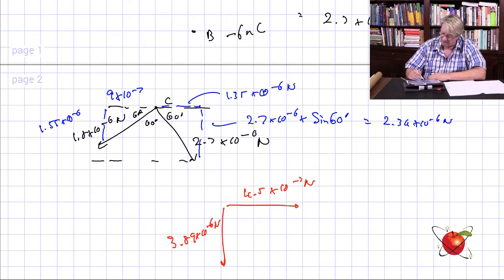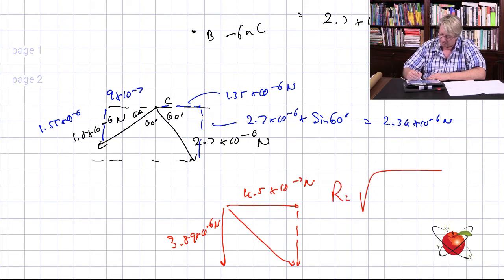Then I move it like so to give me my resultant, and my R is going to be the square root of that squared plus that squared, which is going to then come out to be, I'll just write it down, 3.92 times 10 to the minus 6.